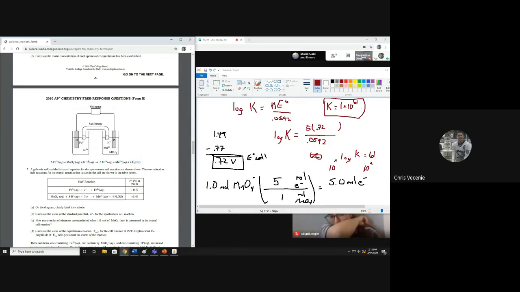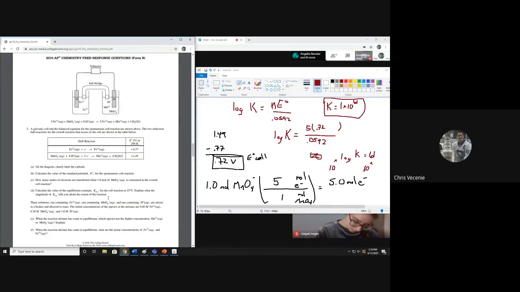And that should make sense because it's spontaneous. It's favorable for it to occur. So all you want to write to follow that out is the following. You could say the large K indicates the reaction goes to completion.